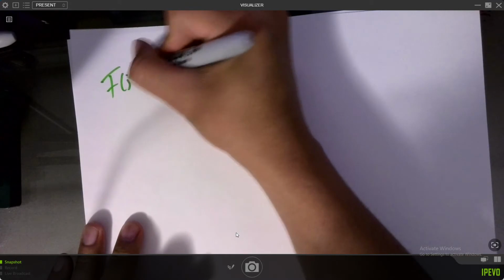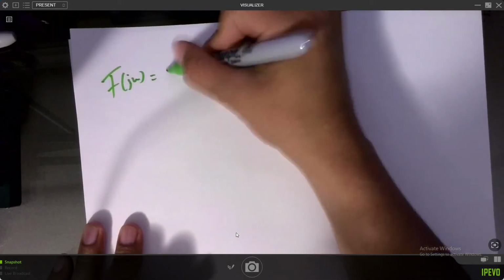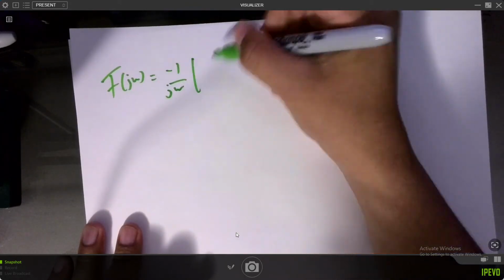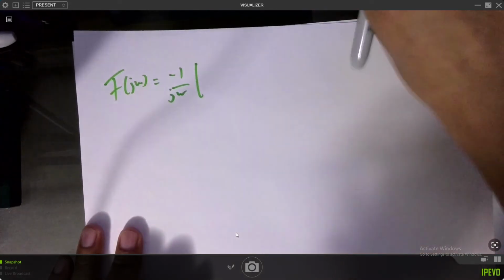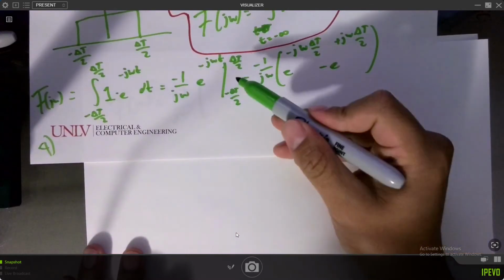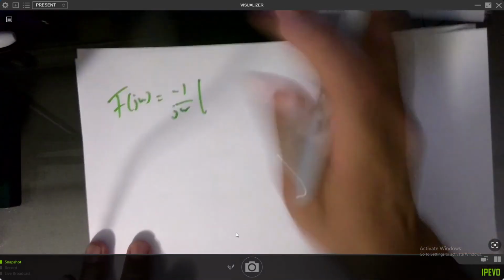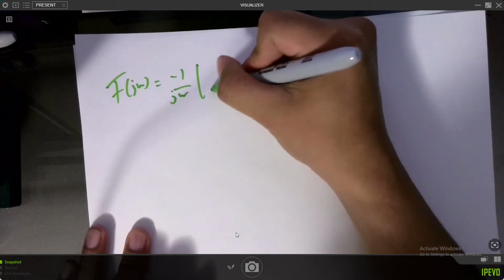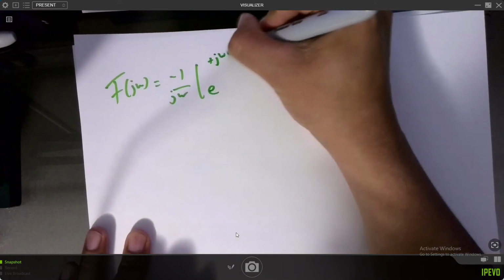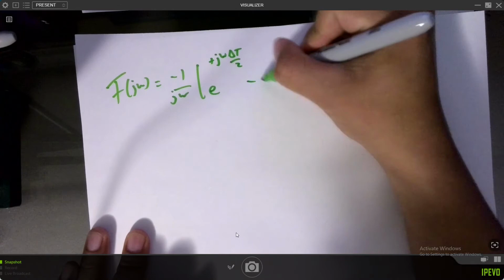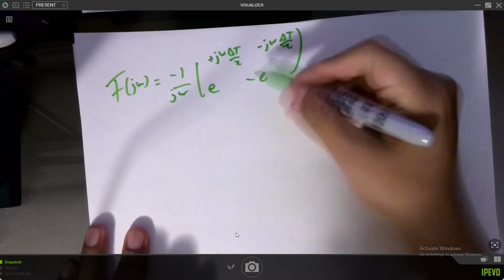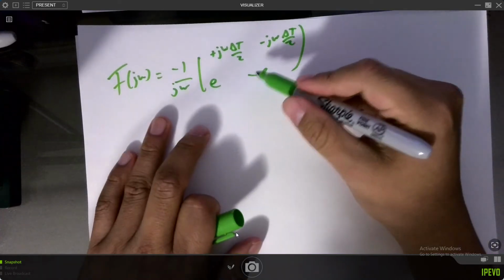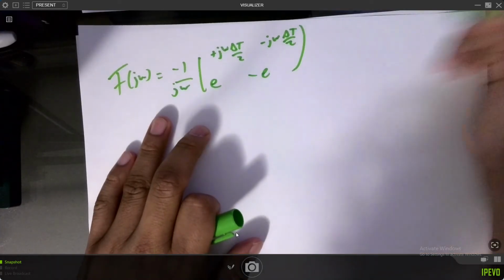So let's rewrite that again. The Fourier transform is equal to 1 over minus j omega. I'm going to multiply the negative inside, so if you don't like me switching terms, I'm going to do this: e to the positive j omega delta t over 2 minus e to the minus j omega delta t over 2. So this should look even more familiar, and this is our introduction to, well, Euler's equations.